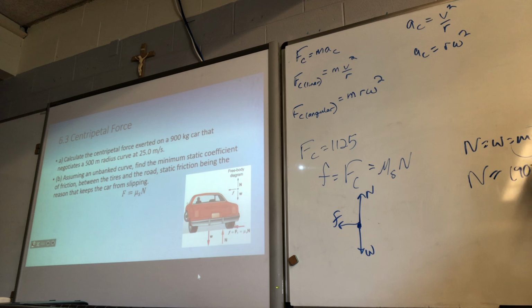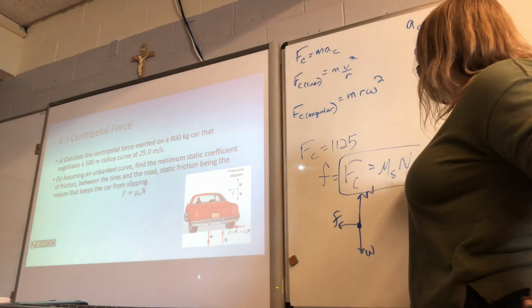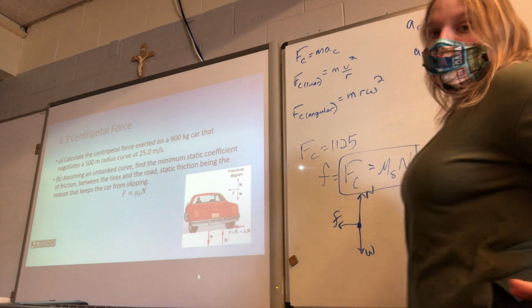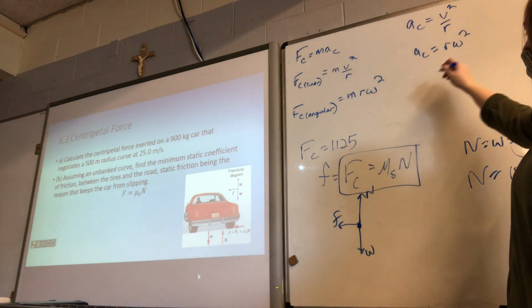900 times 9.8. $8,820. And that's a Newton, right? Okay, so then we're told Fc equals mu times n.